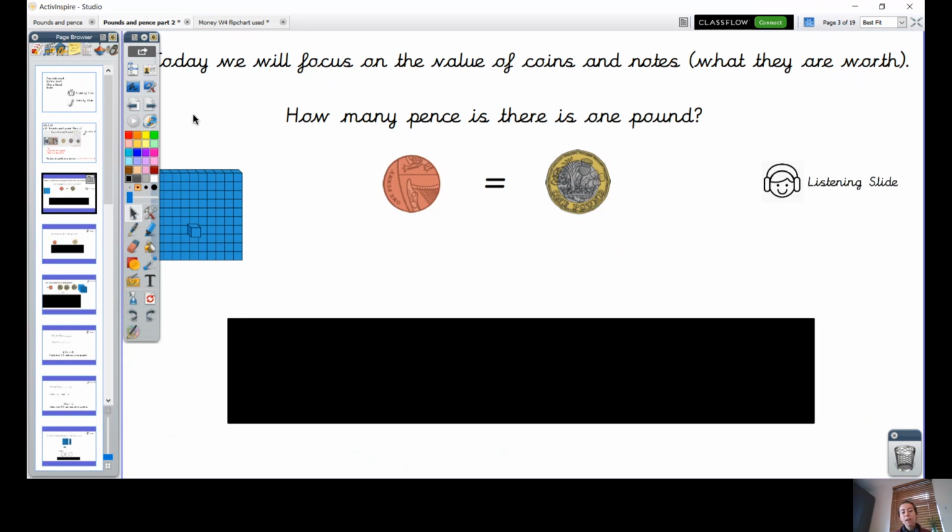Okay, today we're going to be focusing on the value of each coin and each note. So we're going to be thinking about what they're worth. I'm going to show you some Deans today to give you a bit more of an idea as to what it looks like, because I think for some of us it can be tricky to understand the value of coins. So here's a question. It says, how many pence is there in £1? So listening slide this one, so just pop your pencil down. I want to know how many 1 pennies is the same as a £1. You might already know this, but I just want to show you what this looks like.